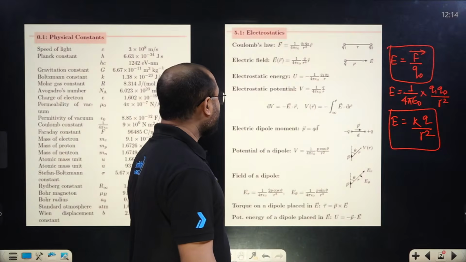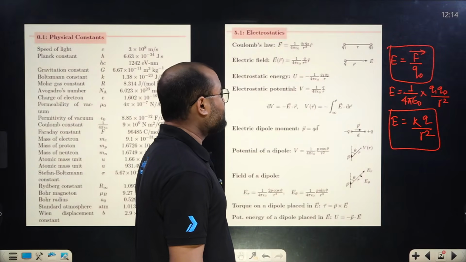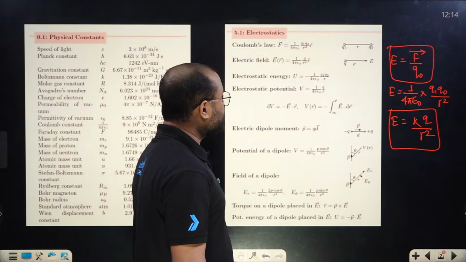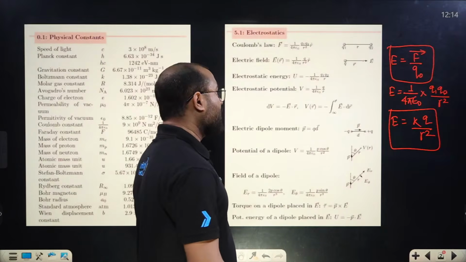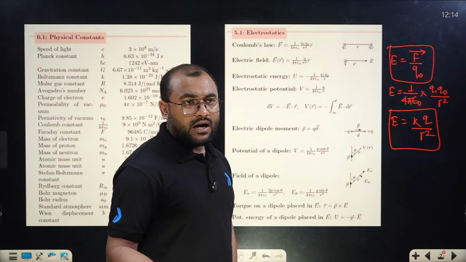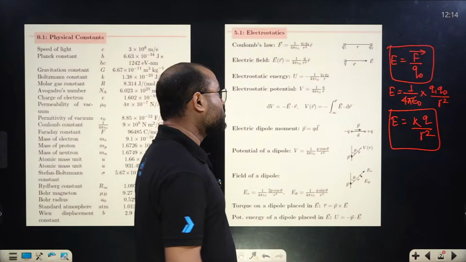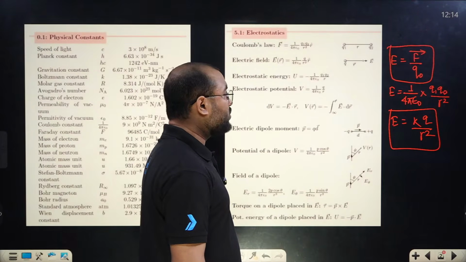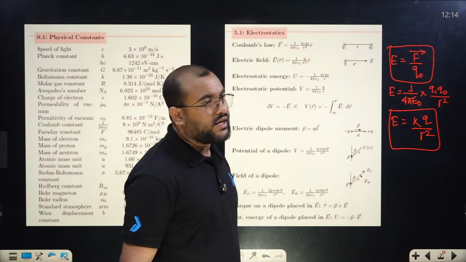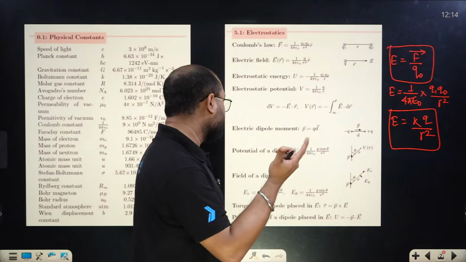After moving on, we talk about the electrostatic potential. Electrostatic potential happens due to one point charge. It is the point charge divided by R, so K Q by R. Got my point? And if you want to find out the variation of it, we have to integrate between the limits, and we will be moving forward.